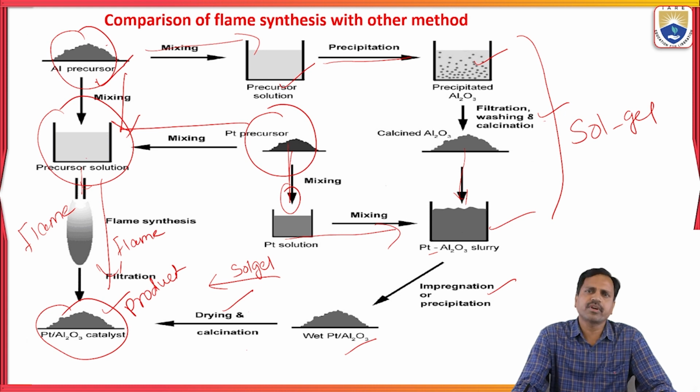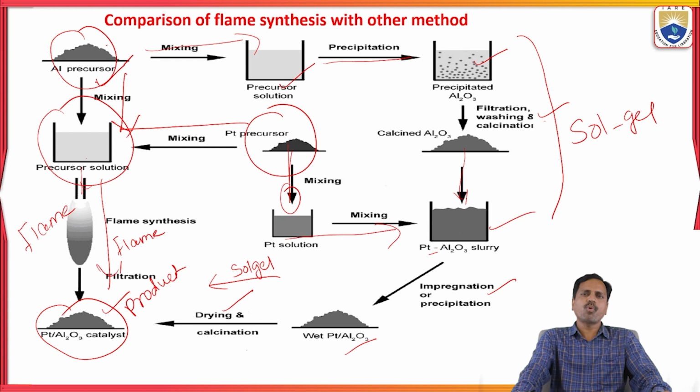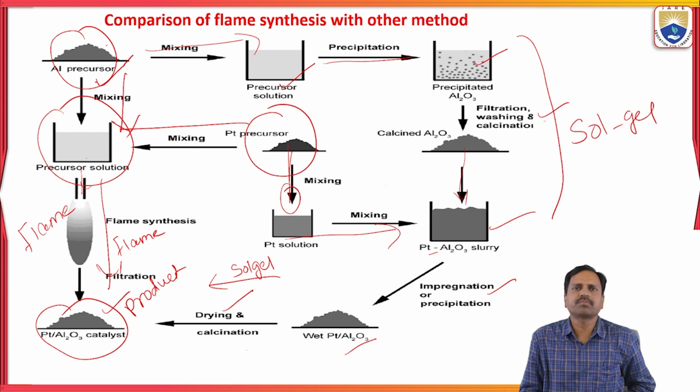So in that one, first we have to mix in a suitable solvent, then we have to go for precipitation, then filtration, then washing, then precipitation, then drying, and then calcination. So we can avoid these four steps in the flame synthesis.